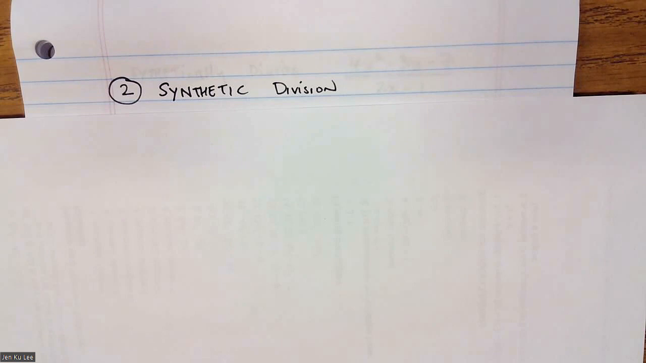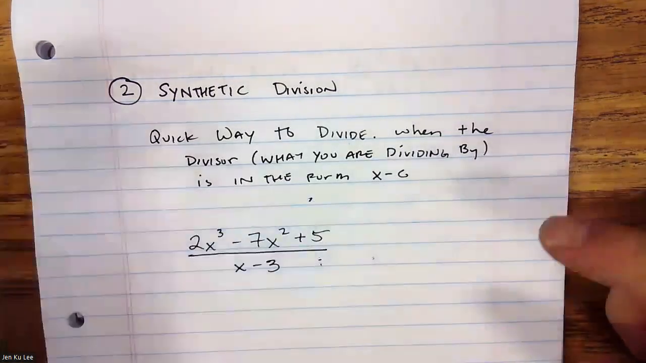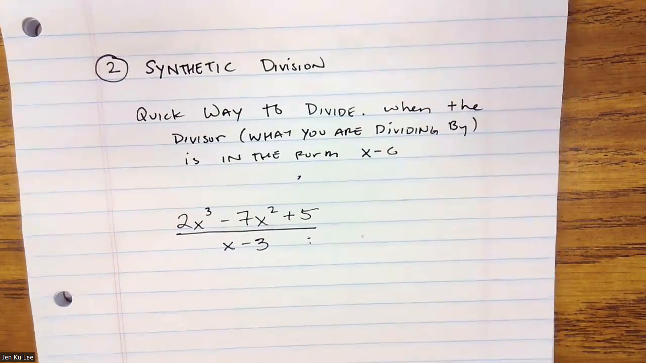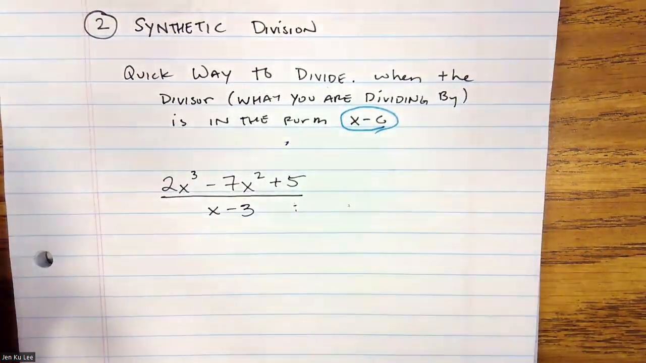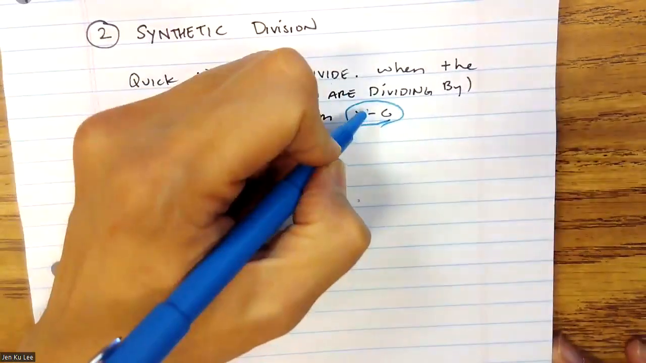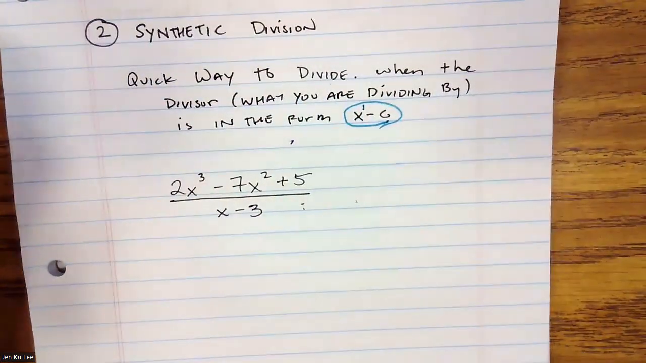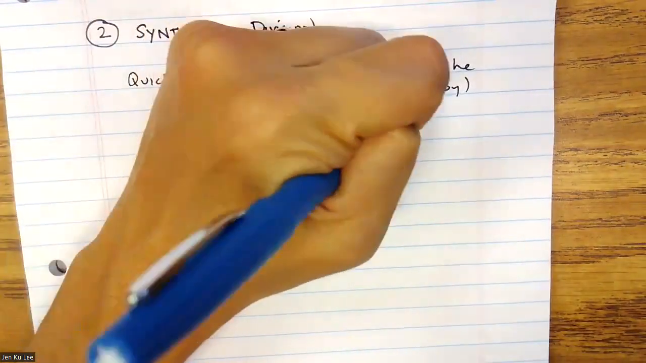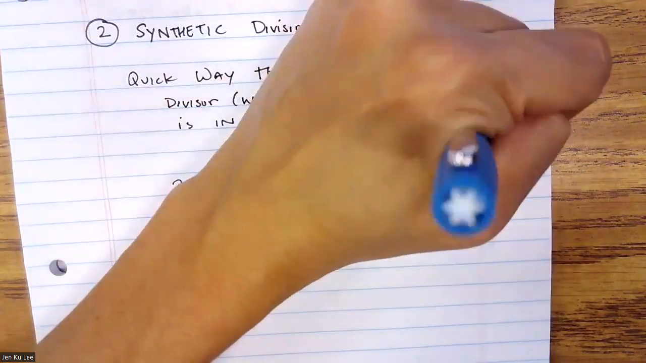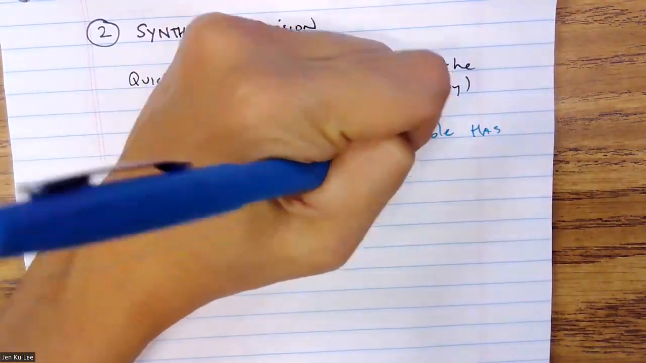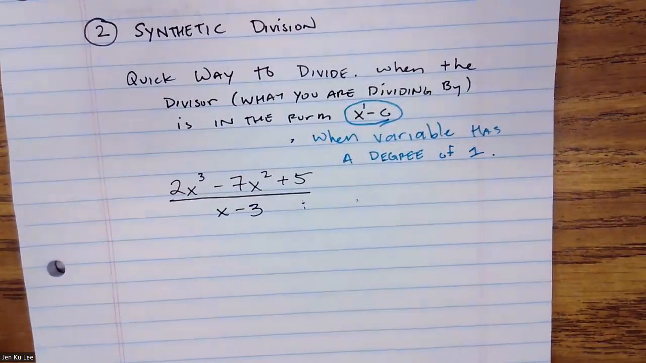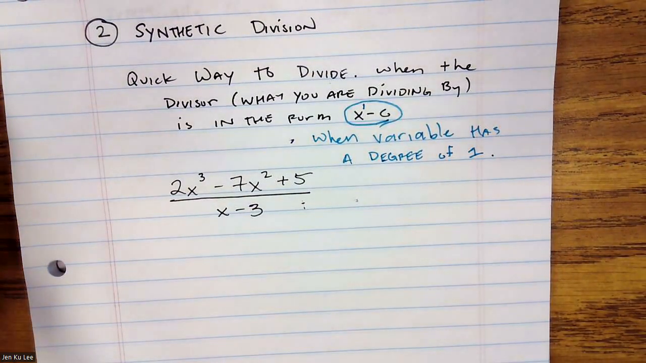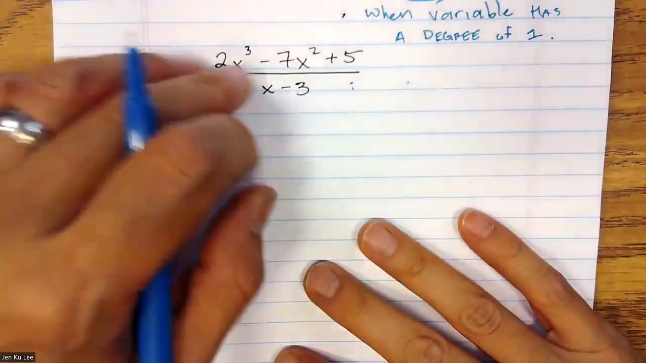So the next way is synthetic division, and synthetic division is a quicker way to divide when what you're dividing by is like x minus or plus b, when your variable has a power, a degree, of 1. You can use synthetic division, and it's super duper easy. So let's talk about synthetic division.